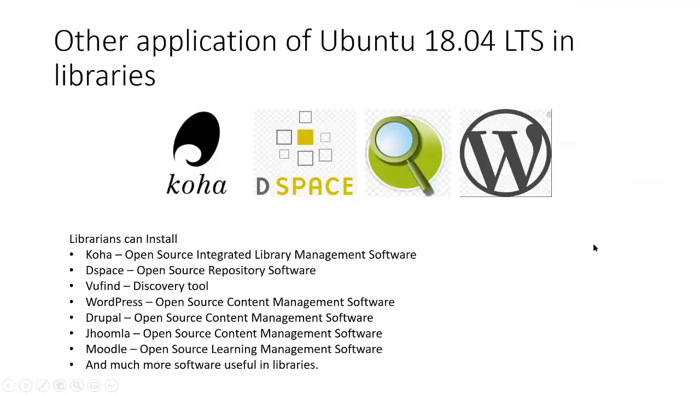Other applications useful for libraries and librarians: Koha is the open source integrated library management software. DSpace is the open source repository software. VuFind is a discovery tool. WordPress is a popular content management software. Drupal is there, Joomla is there, and Moodle learning management software is there. You can install many more useful software for libraries by using Ubuntu 18.04.